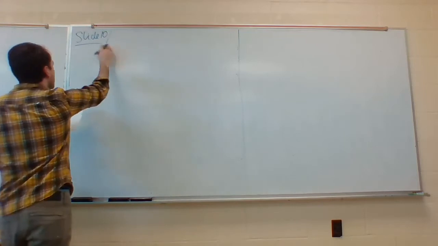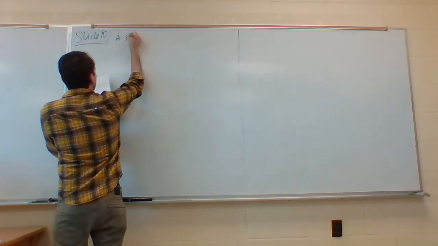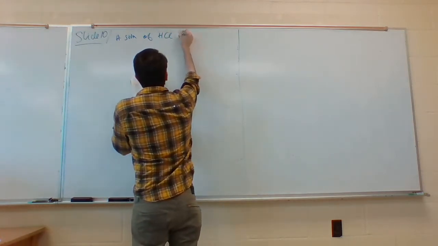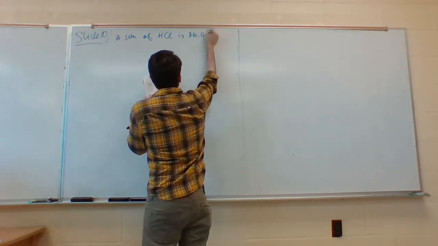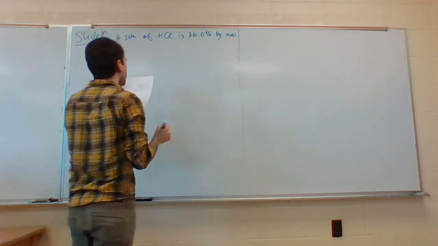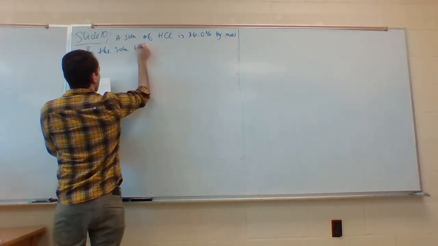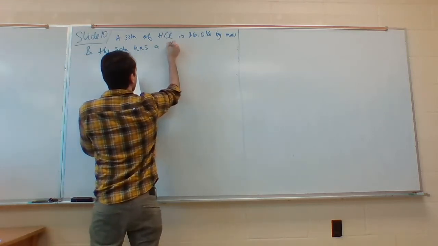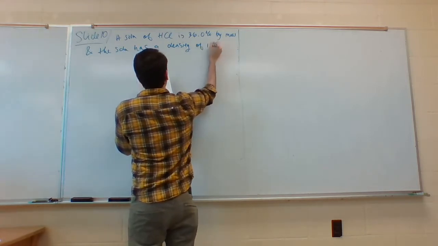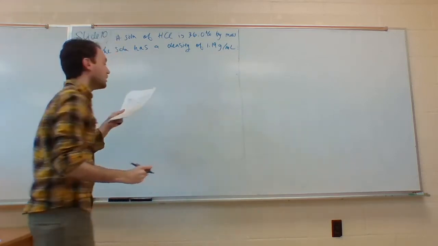All right, now, slide 10. Okay, here we have a solution of hydrochloric acid that is 36.0% by mass, and the solution has a density of 1.19 grams per milliliter of solution.